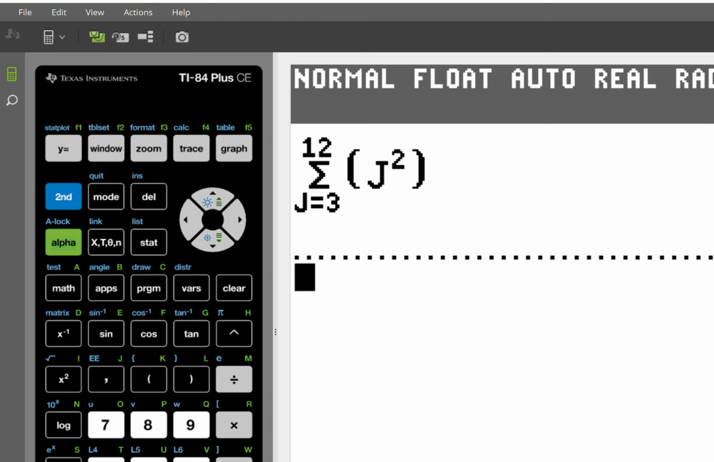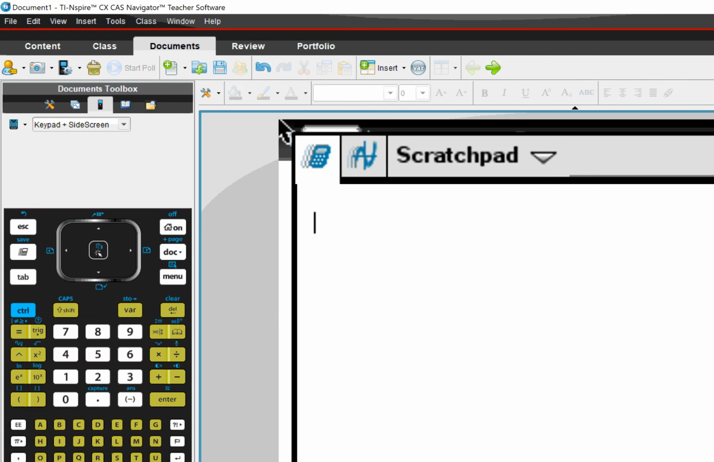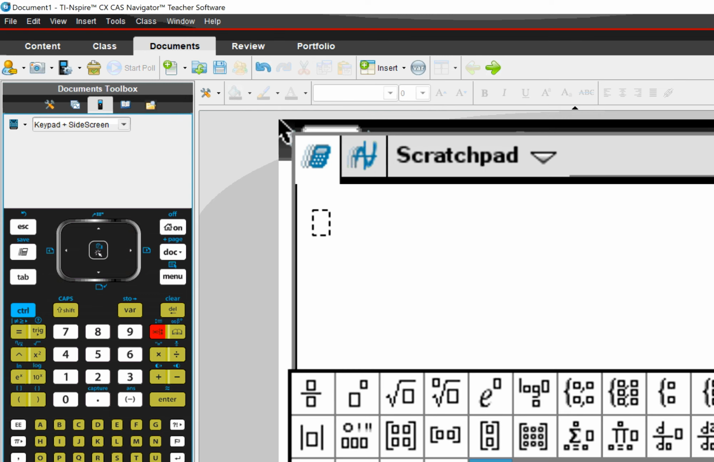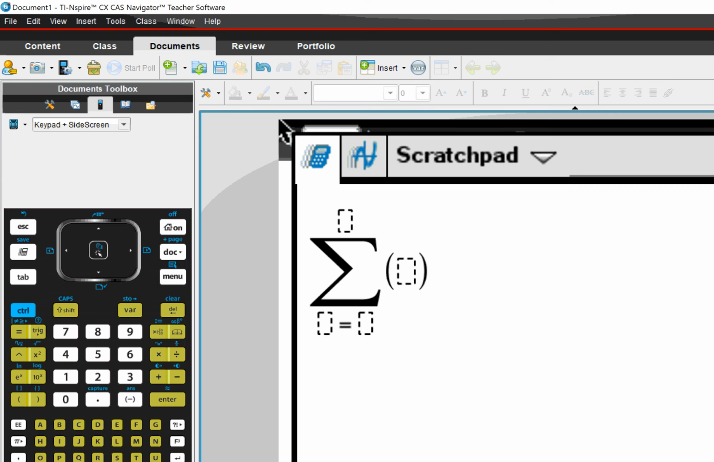Another way to do this, if you are a TI-Nspire user, is very similar. One way to do it is to go into the math template. This is probably the easiest way, by pressing the button next to the 9, and you can see all the various template options you have. There's our summation. So as j goes from 3 to 12, for j squared, we're going to get that same answer of 645.